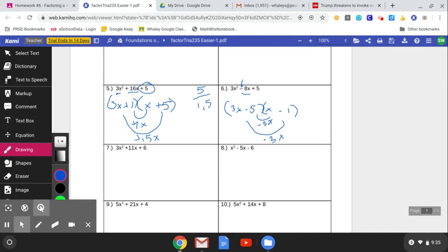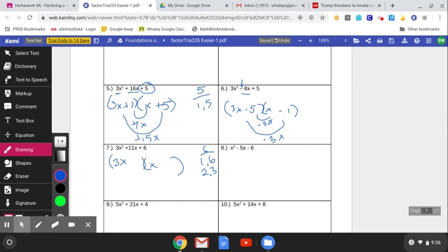Okay, time for number 7. Again, always look to see if there's a GCF. There isn't one. There is no number that divides into 3, 11, and 6. So I'm going to factor into two binomials. One is going to be 3x, one's going to be x. That's how we get that 3x squared. Now, numbers that multiply to be 6. We've got a few options here: 1 and 6, 2 and 3. So we're going to have to try.